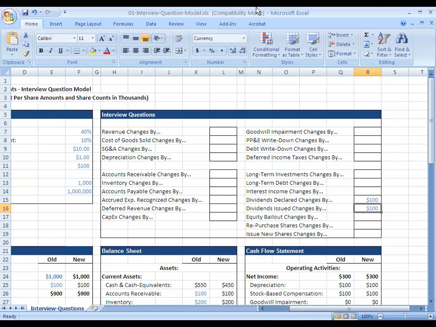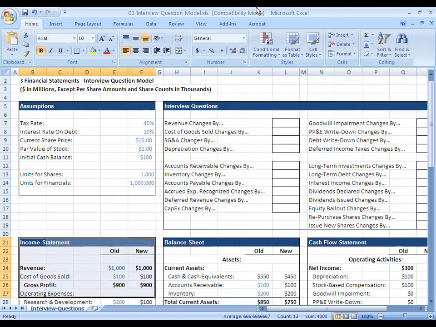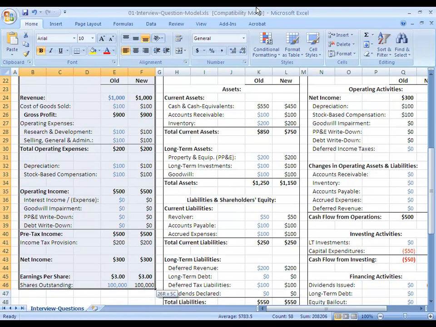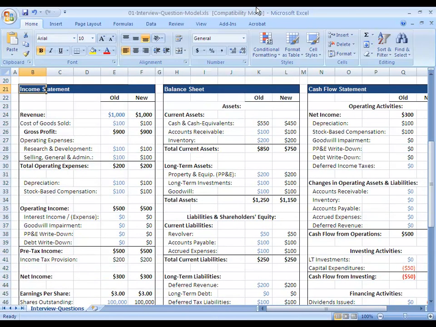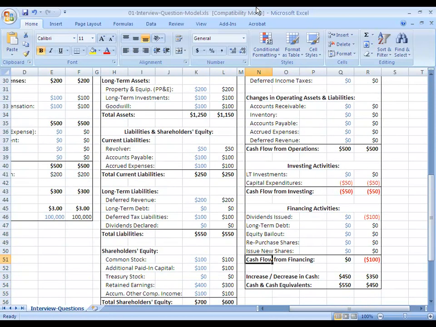So now we've declared the dividends and we've also issued them. As before, there are no changes on the income statement. So when you declare a dividend, the income statement doesn't change, and when you issue a dividend, the income statement also does not change at all. On the cash flow statement, no changes under cash flow from operations or investing because dividends are not an operational or investing activity.